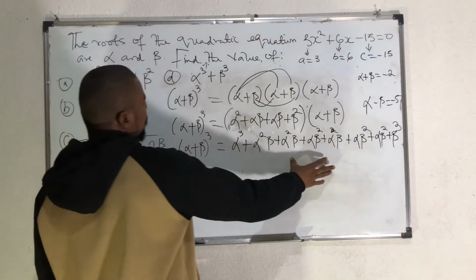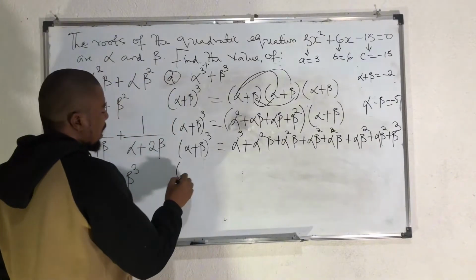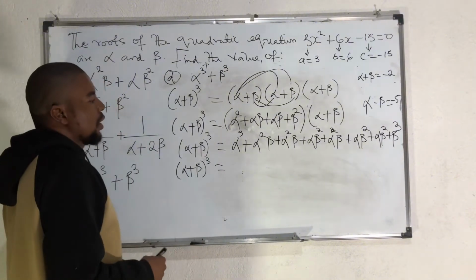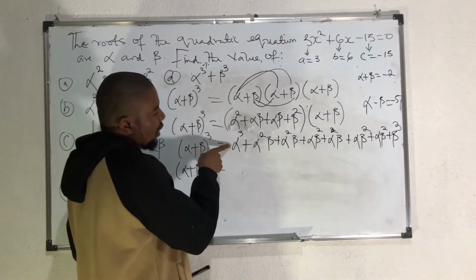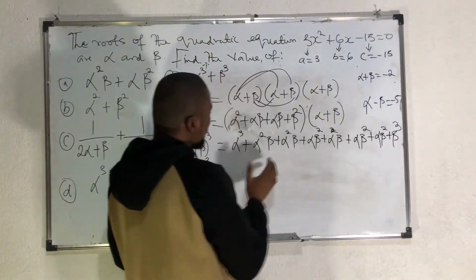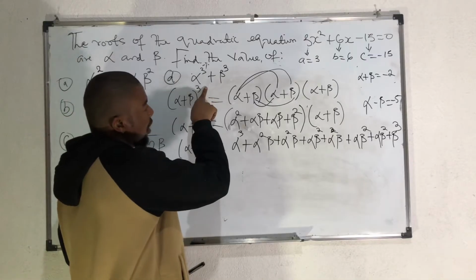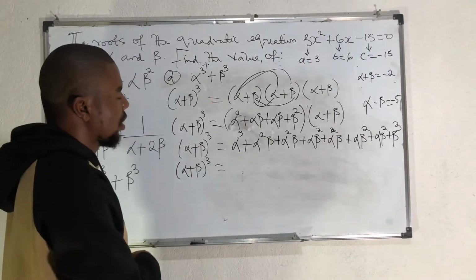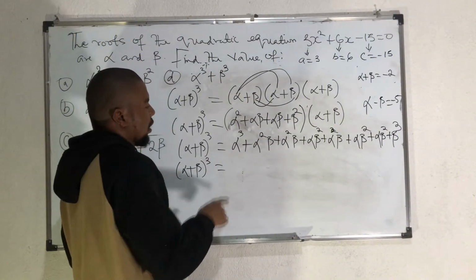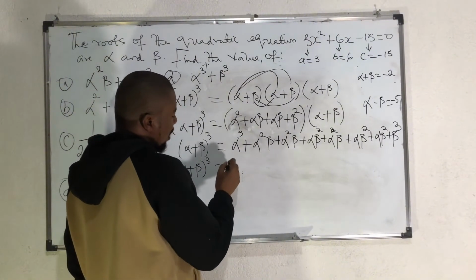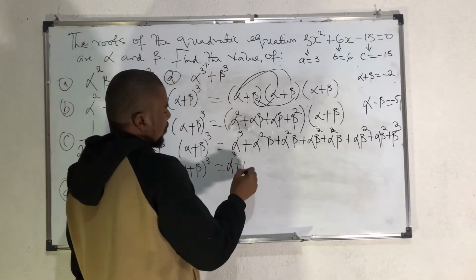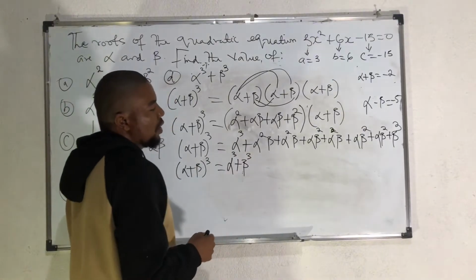Now, let's try to clean this up by collecting like terms. Here we have alpha plus beta to the power of 3 is equal to, remember that we have now found what we're looking for. See it here, alpha to the power of 3 plus beta to the power of 3. We can now combine them together, just like we did for the alpha squared plus beta squared. We put them together and made them the subject of the formula. Now let's bring them together. Here we have alpha to the power of 3 plus beta to the power of 3. And what is now left?